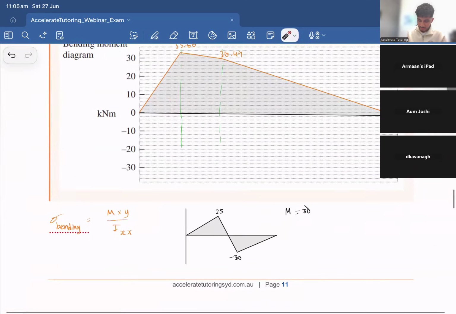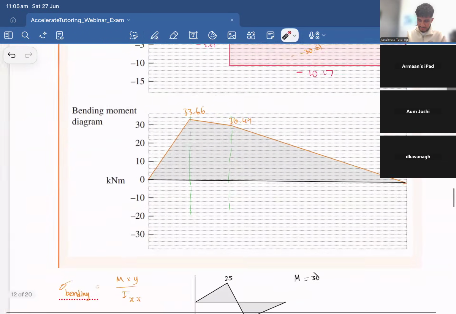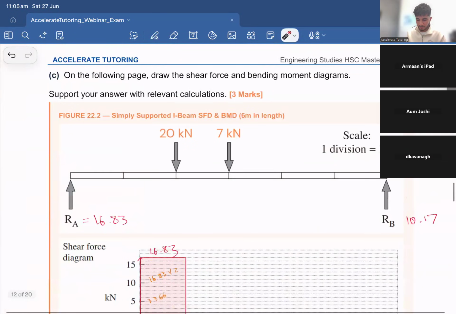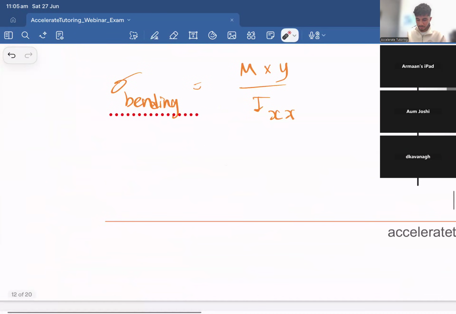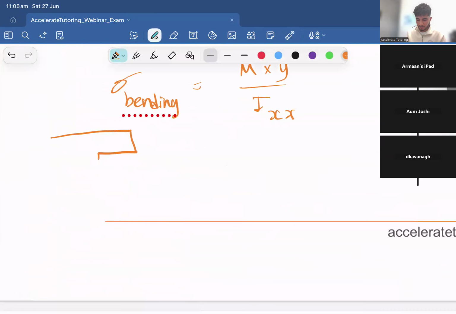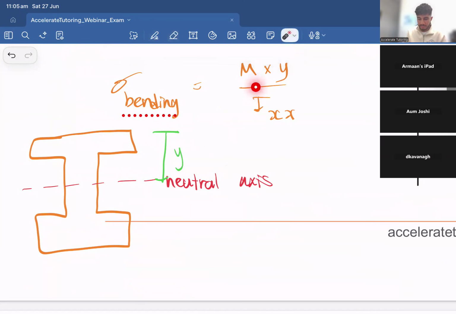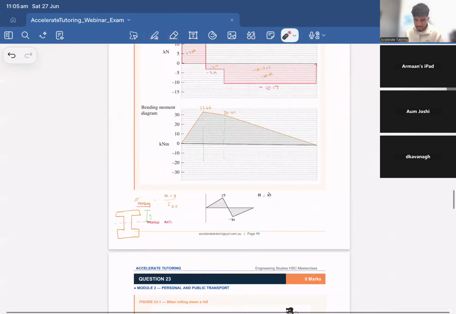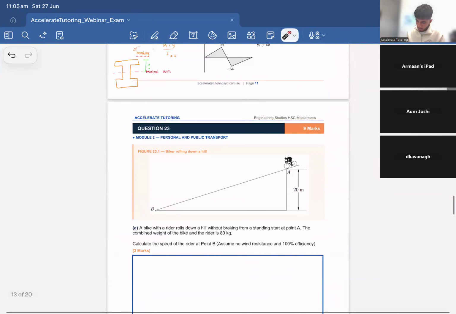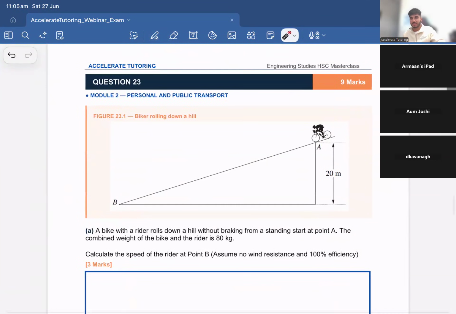So simply for this, you would plug in 33.66. They'll give you a diagram of the I-beam itself. Let's say we had our I-beam like that. The center line through the I-beam is known as the neutral axis. Our y is just the distance from the neutral axis to the top. That's all that it is. So then you will plug it in and find your bending stress. But again, I haven't added that in, so it's fine. Wonderful. That's it for civil structures.